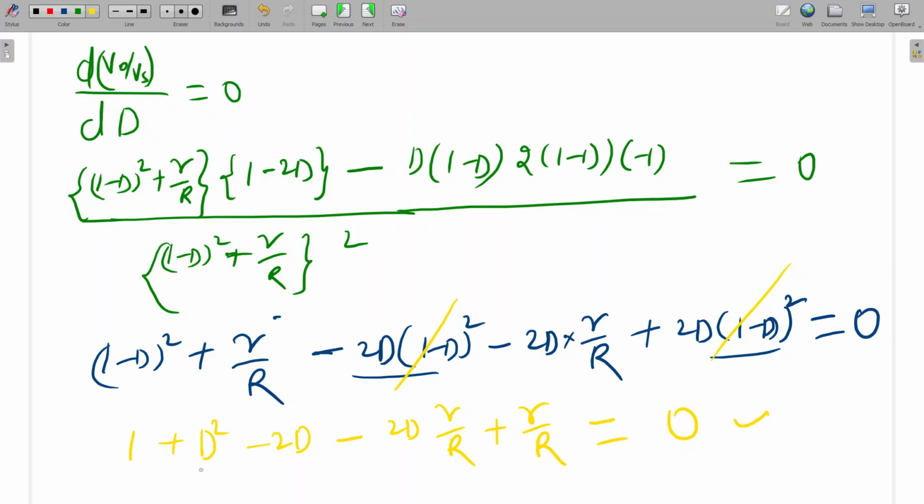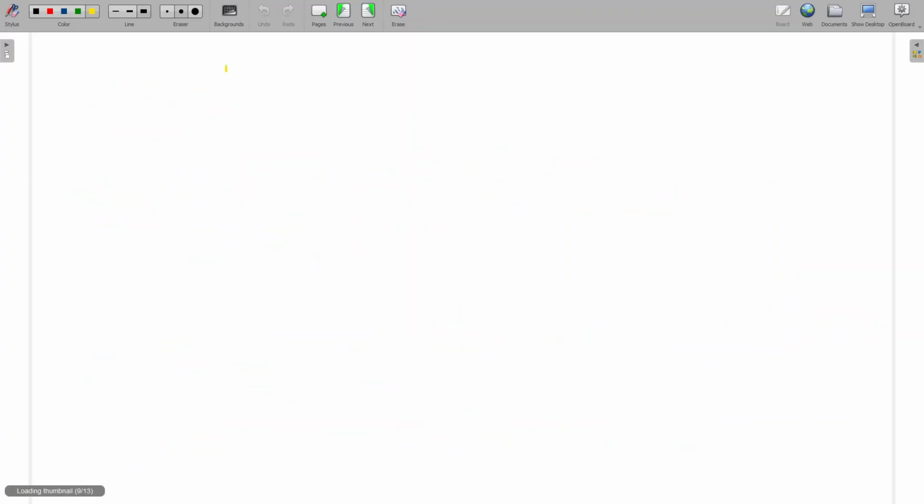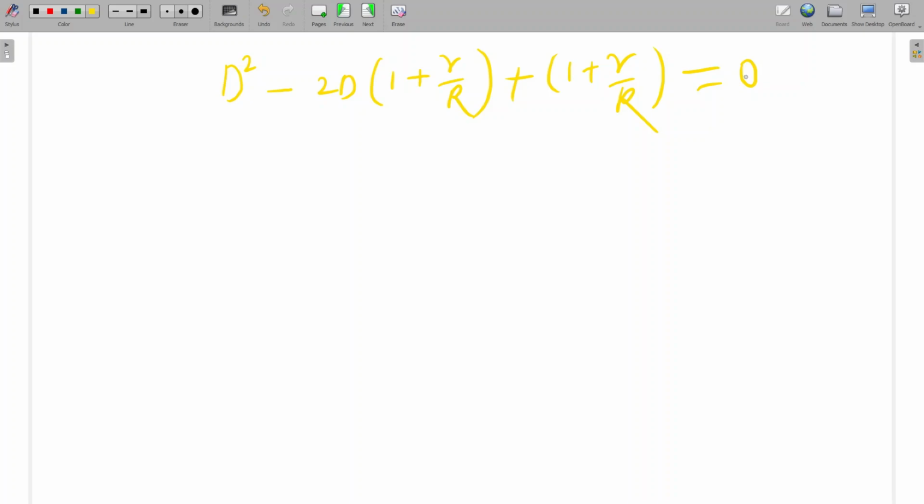Okay. So further we can write this quadratic equation as d square minus 2d into (1 plus r by R) plus (1 plus r by R). This should be equal to 0. So this quadratic equation will give some solution, that will be the value of duty at which the maximum gain will occur. Is it clear to all?